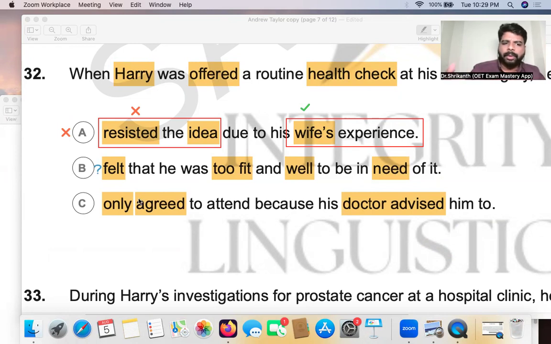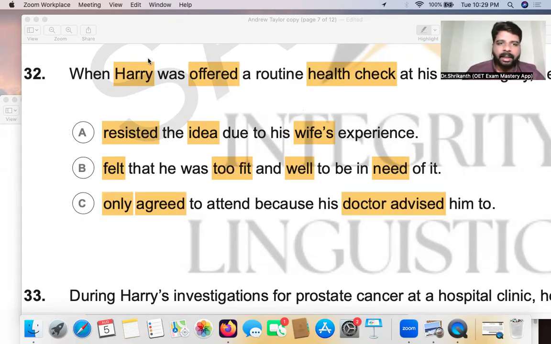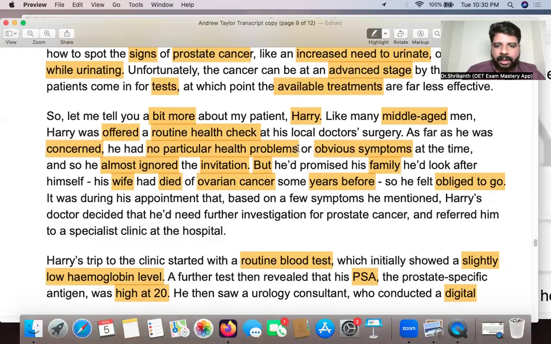Okay, so now we have one more answer option, that is C option. So now it is between B or C. All right. Now see over here, again, C also we can eliminate because why? Because what is C option telling? Only agreed because his doctor advised. But as far as we heard, what was the reason? The only reason why he agreed to go to the health checkup was because of his wife's experience, not because of the doctor's advice. Right. So we can say that maybe C is not going to be the right answer. Okay. But anyway, let's just wait and confirm what the correct answer is. Right. So anyway, let's just keep reading.